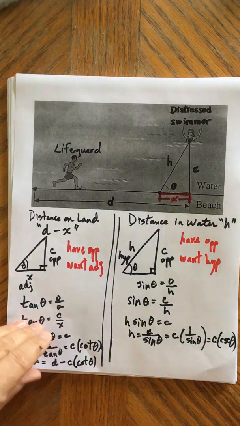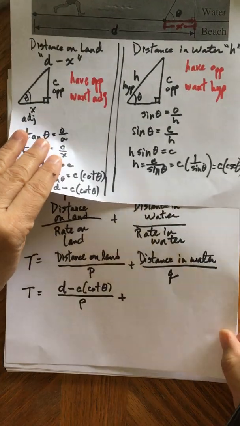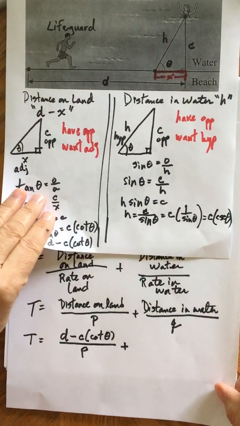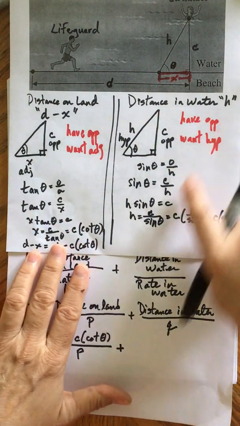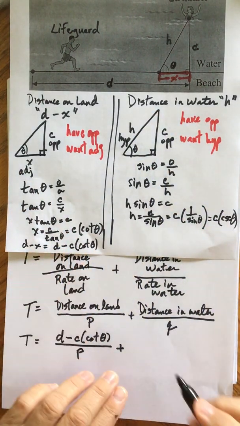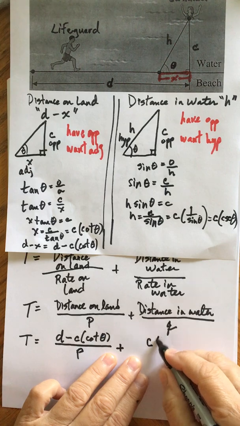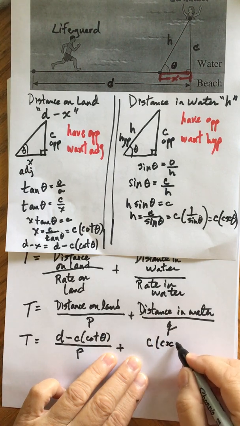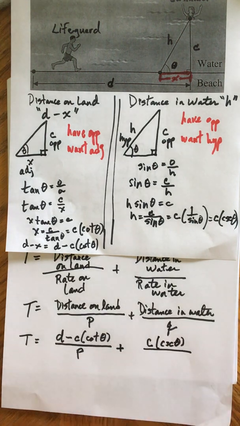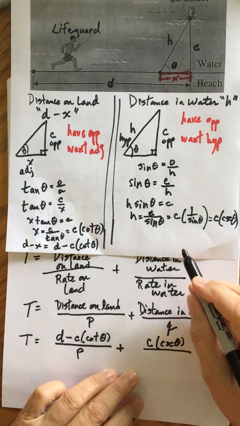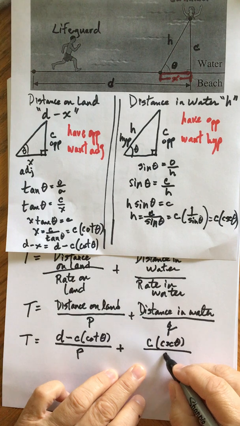So now we just need to put that in our equation. Okay, so we have the distance in water h. H is c cosecant theta. So we have c cosecant theta, and you don't have to write the parentheses. It's up to you. I'm doing that for emphasis, really. Over what we already had, q.